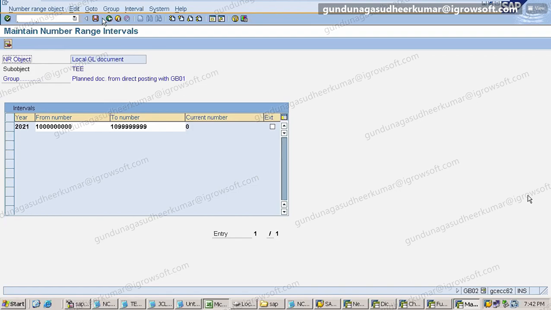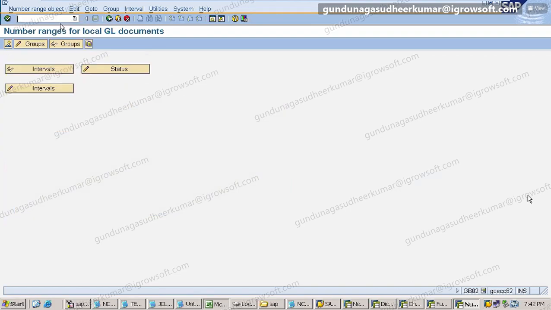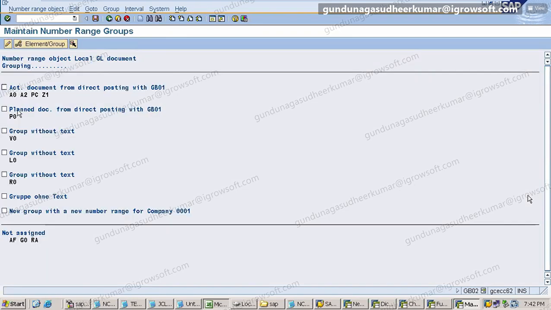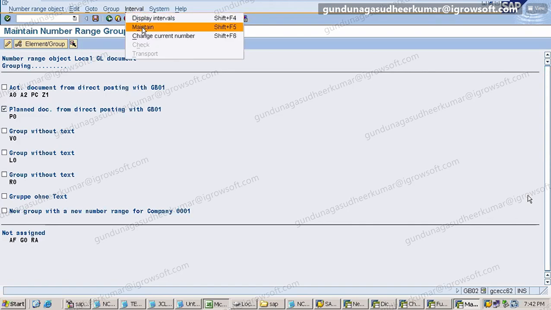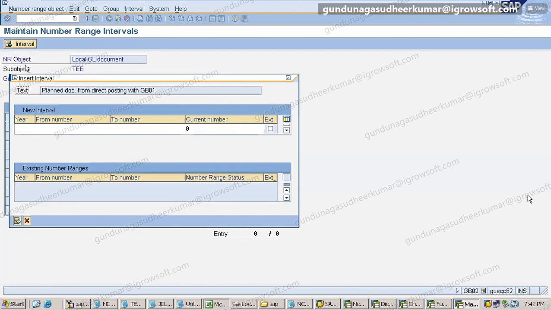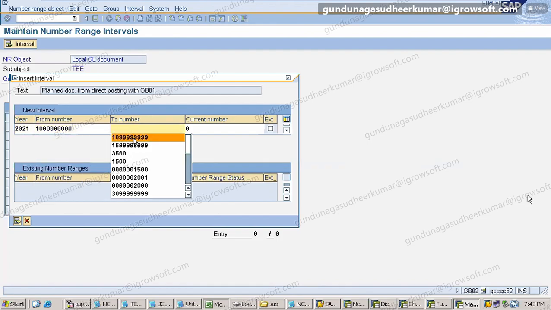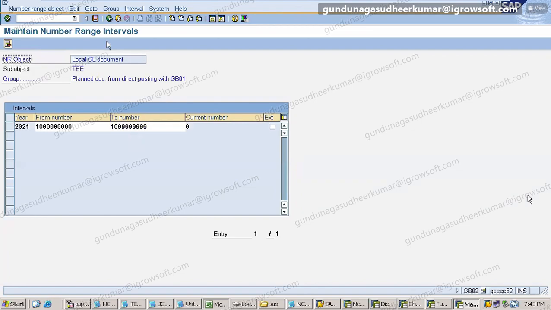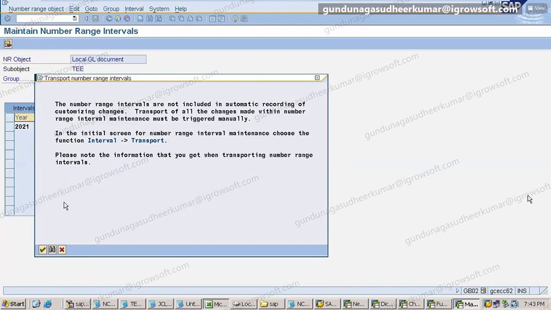So go back again. I am saying. So here go to GB02. Click on the groups. Planned document. Select this. Click on the interval. Maintain. Company code T. Enter. Insert interval. Number 2021 from number 2 number. Okay, enter, save. So this is the number range for the planned document.